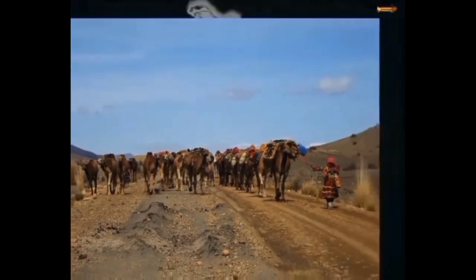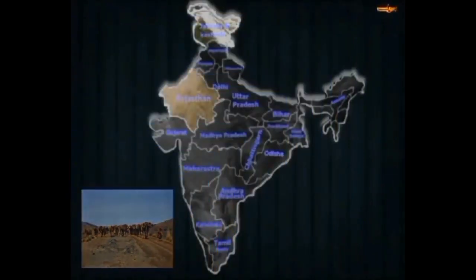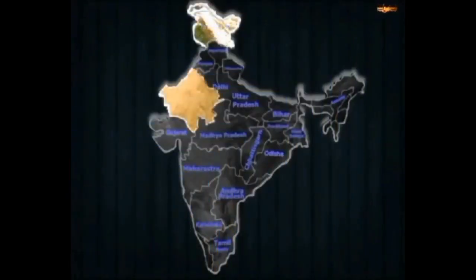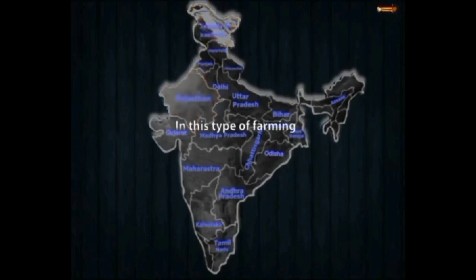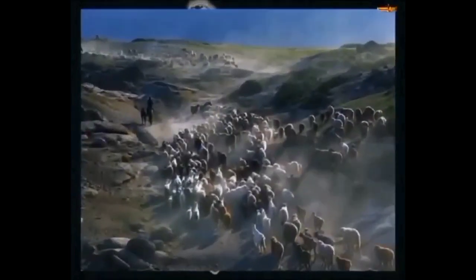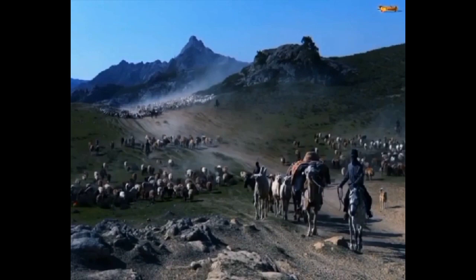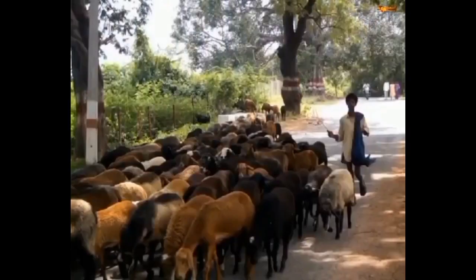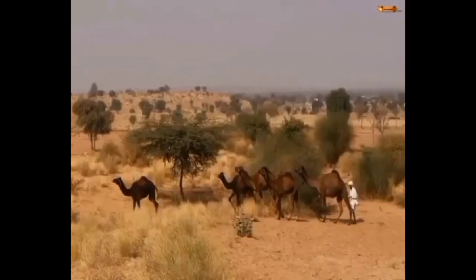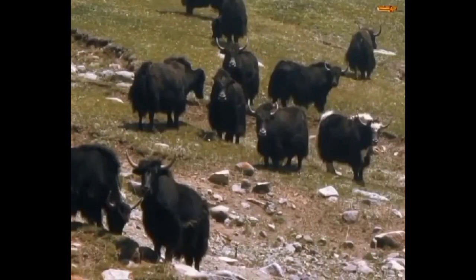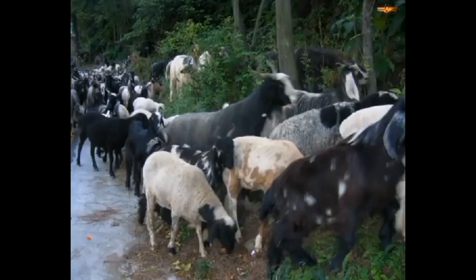Nomadic herding is practiced in some parts of India like Rajasthan and Jammu and Kashmir. In this type of farming, herdsmen move from place to place with their animals for fodder and water along defined routes. This type of movement arises in response to climatic constraints and terrain. Sheep, camel, yak, and goats are most commonly reared.